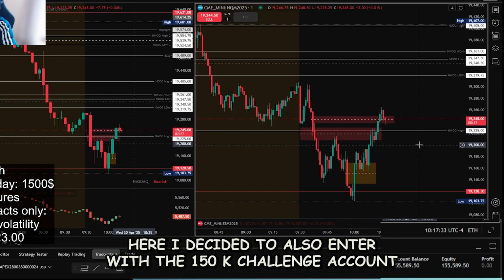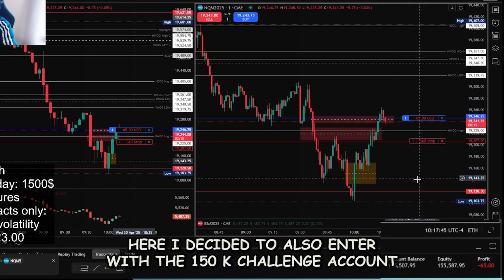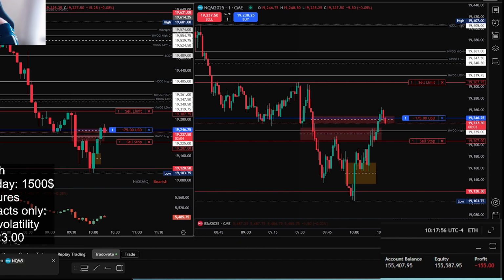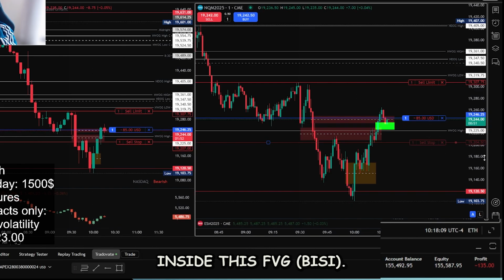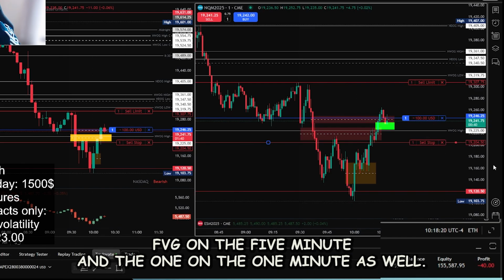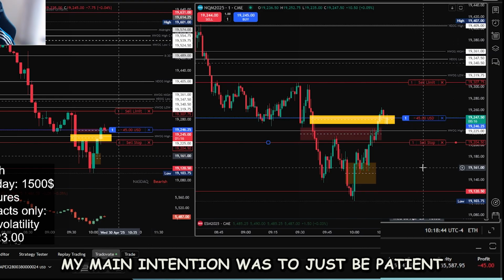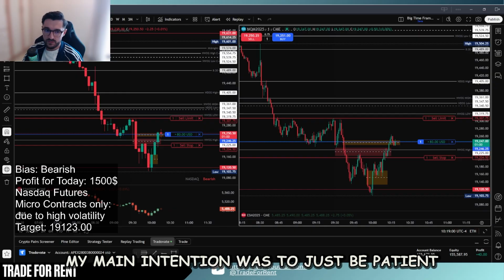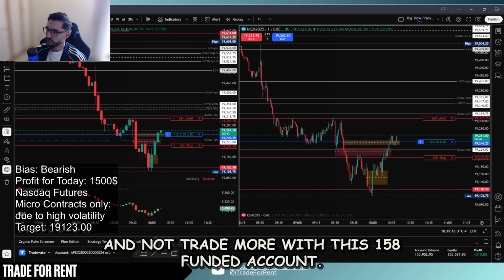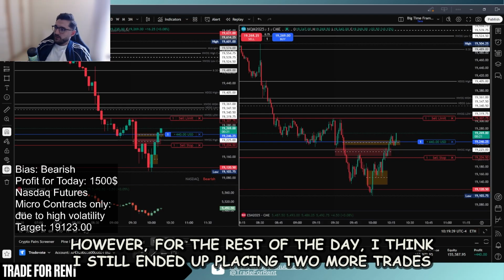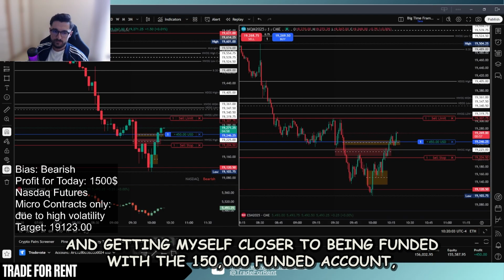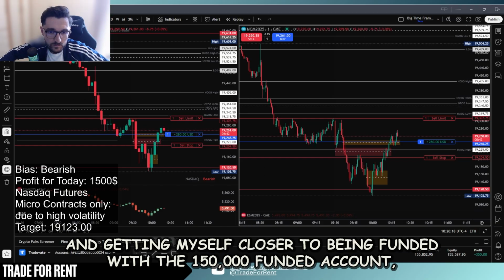Here, I decided to also enter with the 150K challenge account inside this fair value gap in form of a BC, inside this inversion fair value gap on the 5 minute and the one on the 1 minute as well. My main intention was to just be patient and not trade more with this 150 funded account. However, for the rest of the day, I still ended up placing 2 more trades and getting myself closer to being funded with a 150,000 funded account.